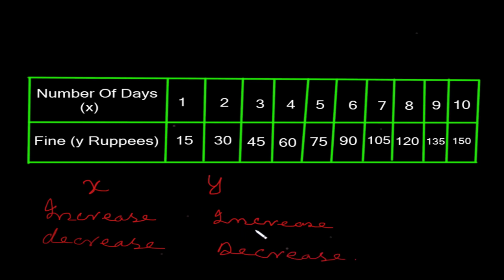Similarly, an increase in Y will also cause an increase in X, and a decrease in Y will also cause a decrease in X. This relation is known as direct proportion. We say that this Y, the rupees, is directly proportional to the number of days that a book is overdue. Mathematically, we can write it as x is directly proportional to y.